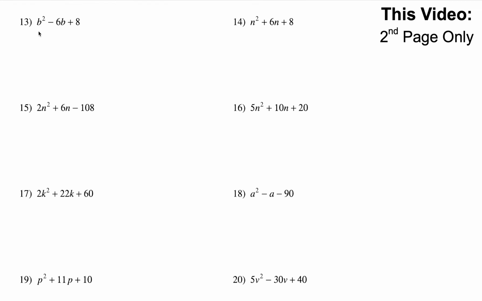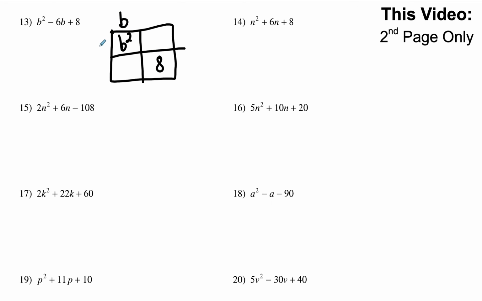I was seeing a couple of things in the homework that I still need to address, which I would ordinarily address in class, but unfortunately that's not a possibility right now. The first one I'm going to think about is b squared minus 6b plus 8, and again my strategy is I'm going to make my box. This is my b squared, this is my 8, so I know this is a b and this is a b to get the b squared.